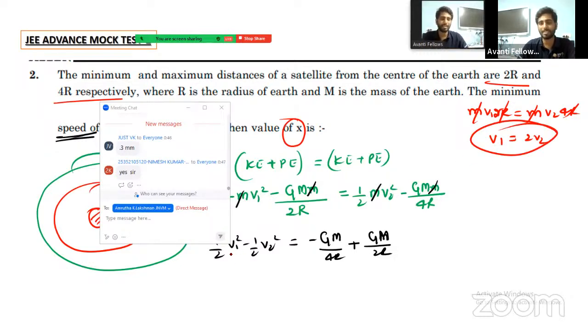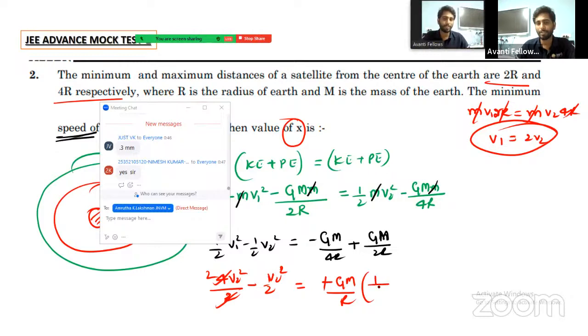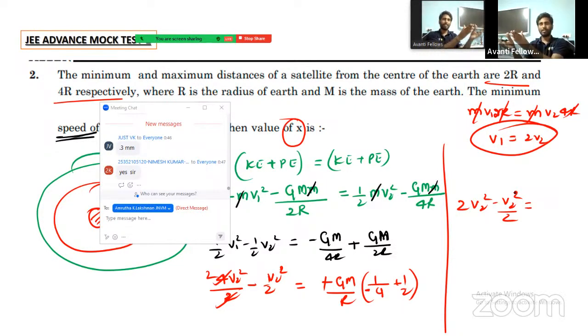Okay, here substitute the value of v1 in terms of v2. You will get v1 square means 2 v2 whole square, which is nothing but 4 v2 square. 4 v2 square divided by 2 minus 1 by 2 v2 square. Right? Minus GM by r, take it common. You will get minus 1 by 4 plus 1 by 2. On the left hand side, I am writing 2 v2 square minus v2 square by 2 is equal to the right hand side. Calculate both of these. Okay, you will get the final answer.